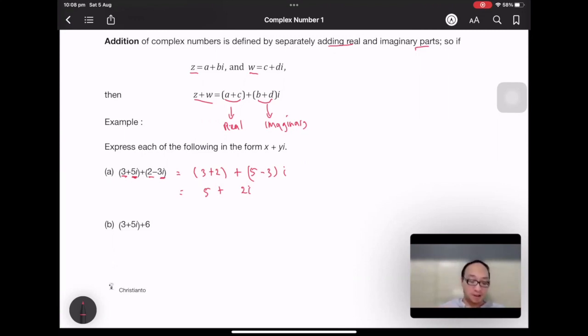B, (3 plus 5i) plus 6. The 6 in here is the real part because it is 6 plus 0i. So we can classify: 3 plus 6, and then for the imaginary part, 5 plus 0. So 9 plus 5i.